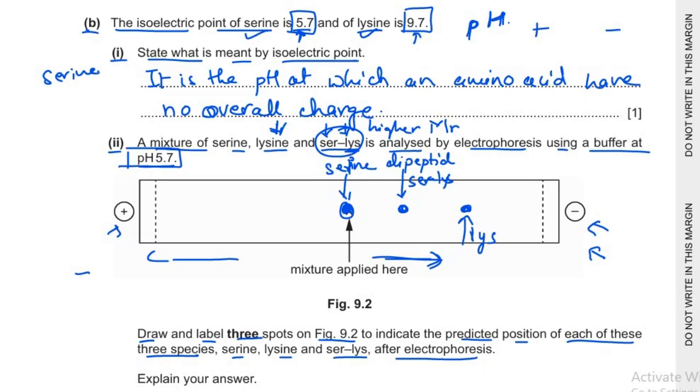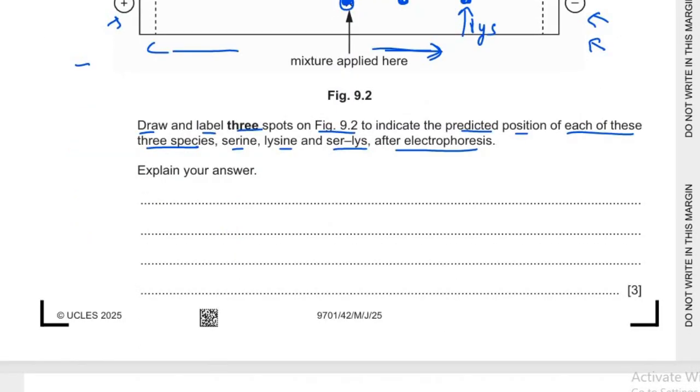In between these two dotted lines you can draw anywhere, but the dipeptide should be closer to the center point and lysine should be closer to the negatively charged terminal. That's how you're going to take care. Now we'll have to explain here, because an explanation is asked: explain your answer.